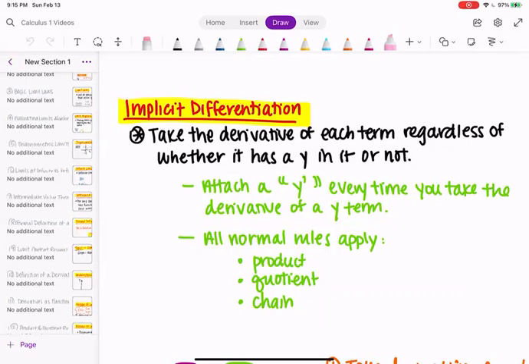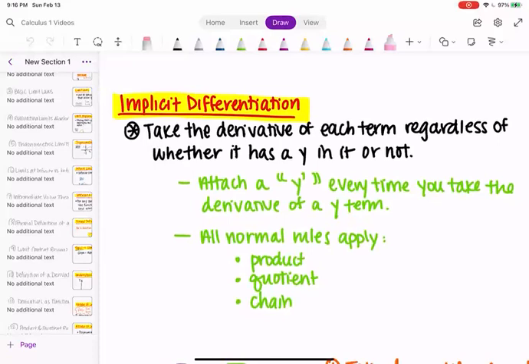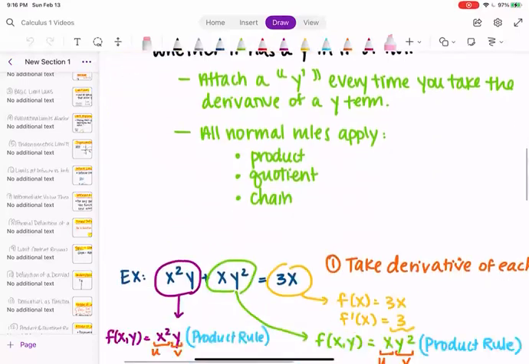But you still go through each term of the equation, right? So you'll have multiple terms, you go through each one. Every time you take the derivative of a term that has a y, attach a y prime. And like I said, I will go over this in this first example. But also I want you to remember that even though it looks different, all of the same rules apply, right? Quotient rule, product rule, chain rule, all of those still apply. So you should still keep an eye out for some of the telltale signs that you'll need to use these rules in these problems, even though they're not set up exactly the same.